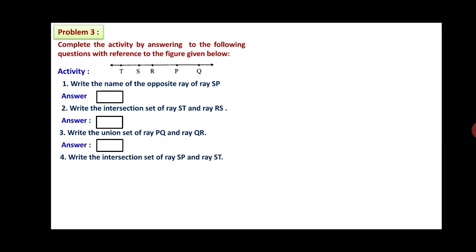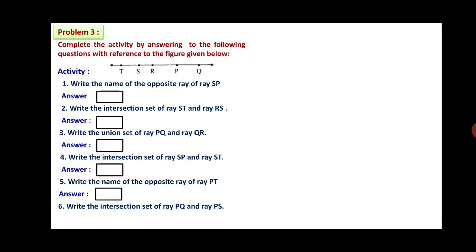Fourth one, write the intersection set of ray SP and ray ST. The answer should be written in the box. 5. Write the name of the opposite ray of ray PT. The answer should be written in the box. And the last one, write the intersection set of ray PQ and ray PS. The answer should be written in the box. These are the activity-based questions. Now let us see the solution for this activity.